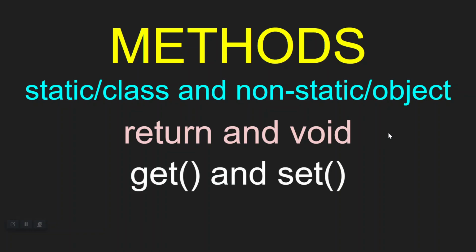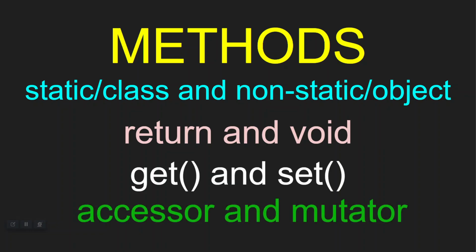And then there's also the category of get methods and set methods, which are known as accessor and mutator methods. So all methods are static or non-static. All methods are return or void. Some methods are get or accessor methods, and some methods are set or mutator methods.